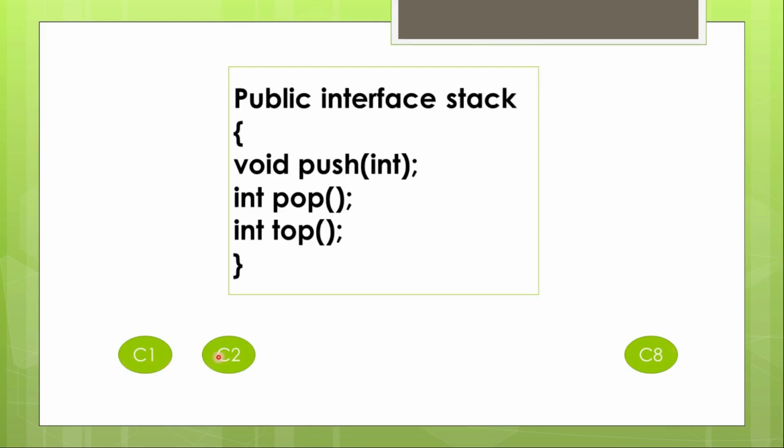Once the class is committed, that means once the class has started implementing this stack, then that particular class has to implement all the abstract methods. Push is an abstract method which is related to the stack interface. This push has to be implemented by the class. What are the classes? Starting from C1 to C8, or what are the classes in reality? Any class that implements this particular stack interface has to implement all the abstract methods. There are 3 abstract methods. All the 3 abstract methods have to be implemented by the classes.